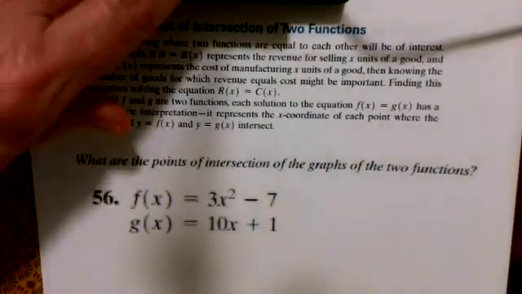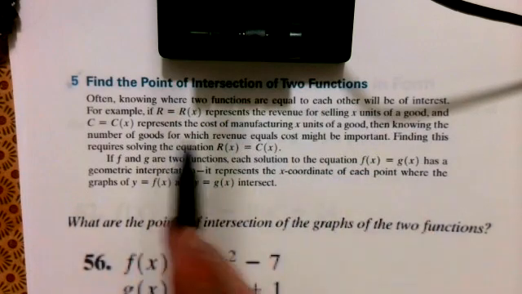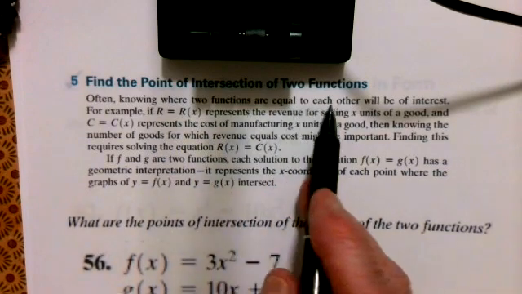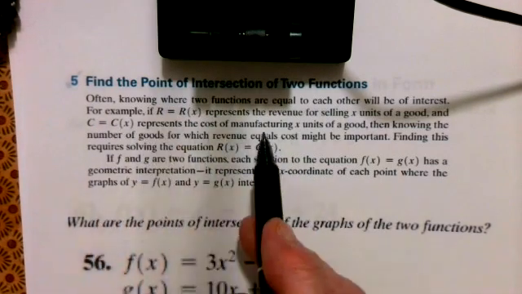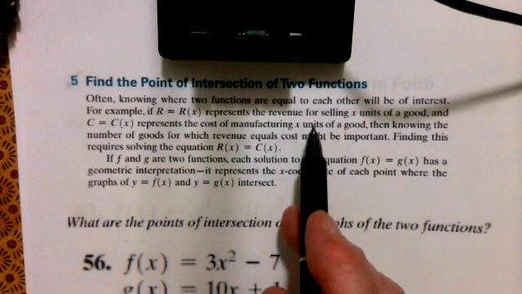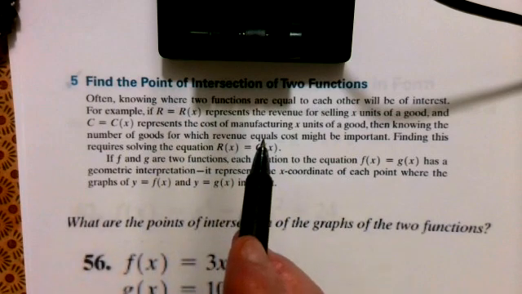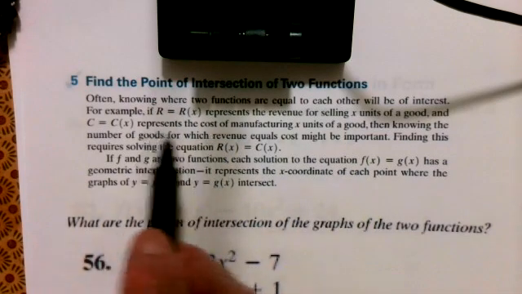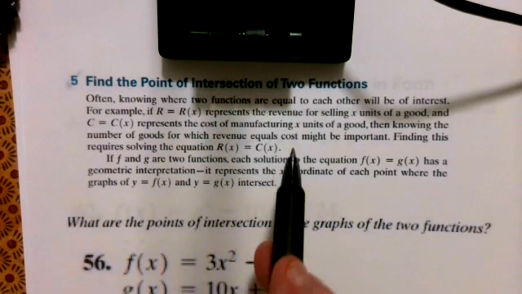So we do this a lot in calculus. Knowing where two functions are equal to each other will be of interest. For example, if R is the revenue function, so it's the revenue for selling x units of a good, and C is the cost function, so that's how much it costs to manufacture x units of a good, then knowing the number of goods for which the revenue equals the cost might be important. And that's called the break-even point, when the revenue equals the cost. Finding this requires solving the equation R(x) equals C(x).